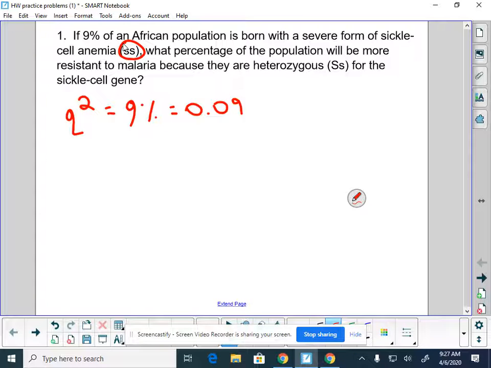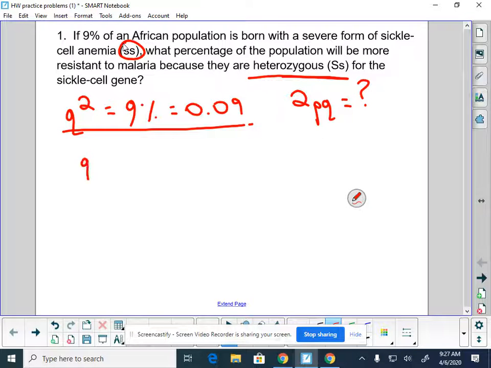What percentage of the population will be more resistant to malaria because they're heterozygous? So what we're looking for is the 2PQ. That's what we're trying to solve based on what the question gave us. If we know that Q squared is 0.09, we can take the square root of Q squared to figure out Q, and Q is 0.3.